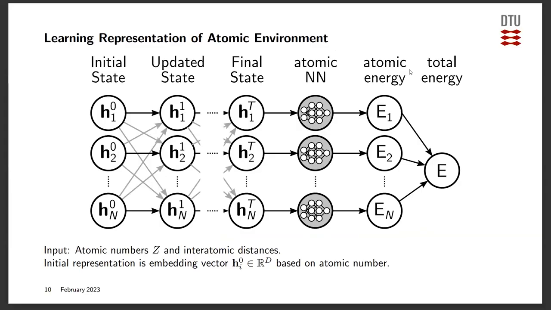So, but then the next innovation was to, instead of trying to specify these symmetry functions by hand, try to learn a representation of the atomic environment, and that is where these so-called graph neural networks come in. So now we initialize every node in a graph corresponding to each atom, and it's initialized with the atomic number, and then these nodes in the graph will interact with each other, and you will get a final state, which is then mapped into an energy in the same way as before.